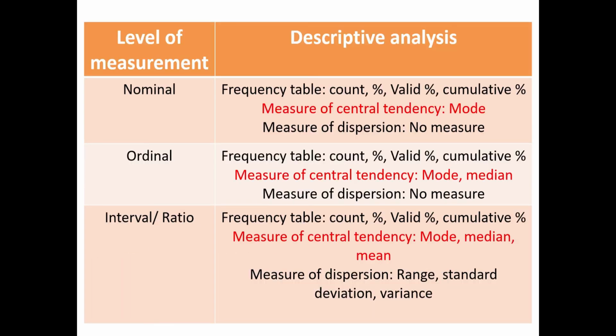Now, level of measurement and the descriptive analysis that is possible. For nominal data, you can draw a frequency table, count, find percentages, valid and cumulative percentages, and the mode, but dispersion we cannot find. For ordinal data, we can count, find percentages, valid and cumulative percentages, and central tendency, both mode and median, but no dispersion. For interval or ratio data, we can do everything: central tendency, mode, median, mean, and dispersion, range, standard deviation, variance.